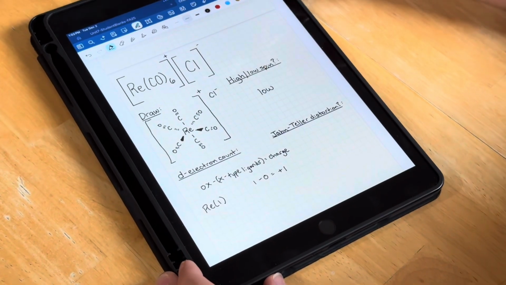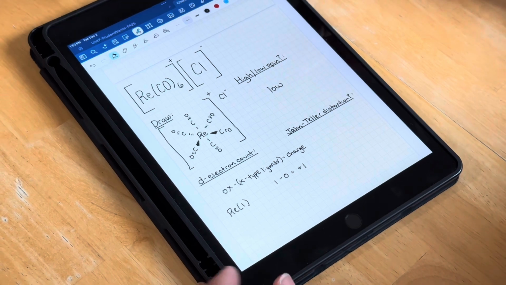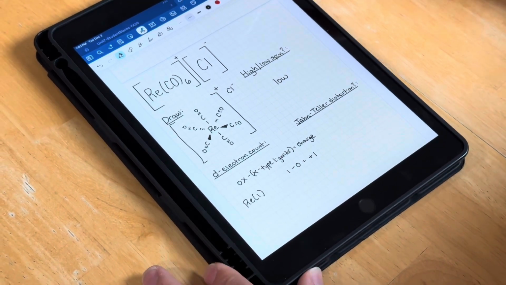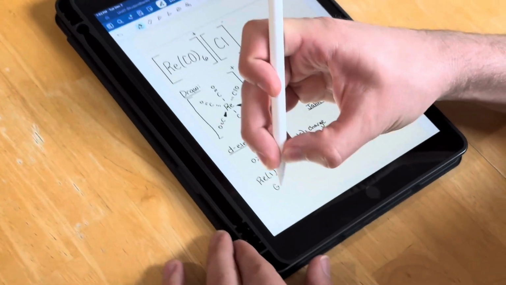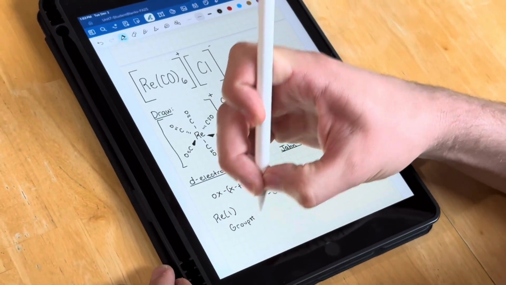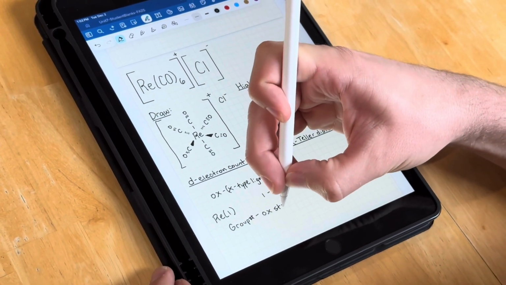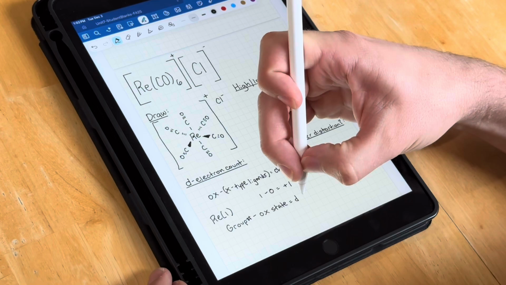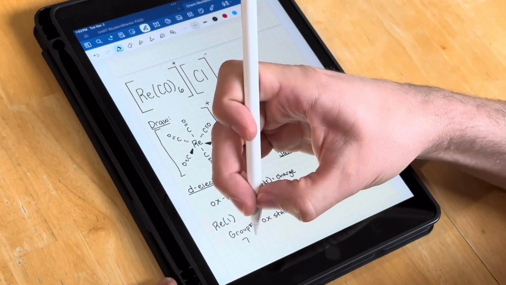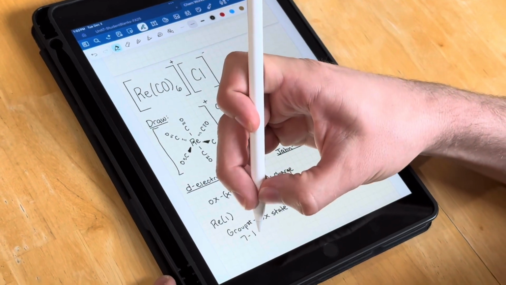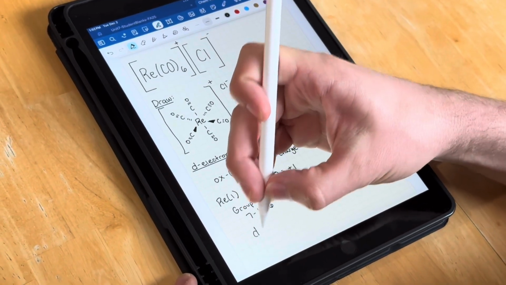Now that we know rhenium 1, we can look to see what group rhenium falls in on the periodic table, and it falls in group 7. So to find the d electron count, we do group number minus oxidation state equals d count. We know the group number is 7. We know the oxidation state is 1, so our d count is 6. And we will label this as D6.